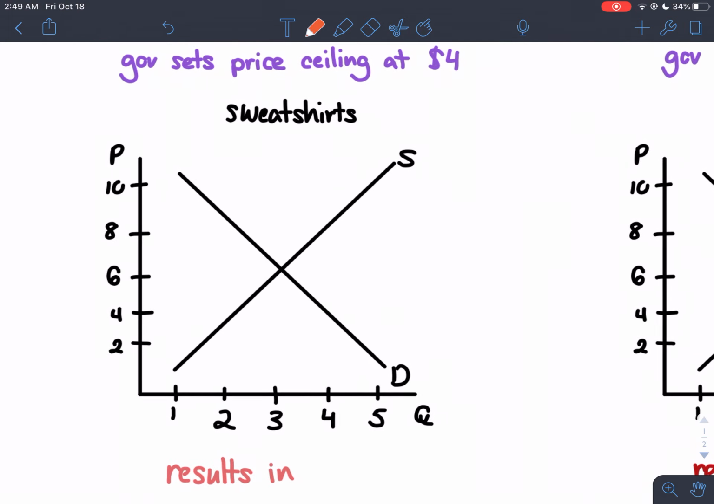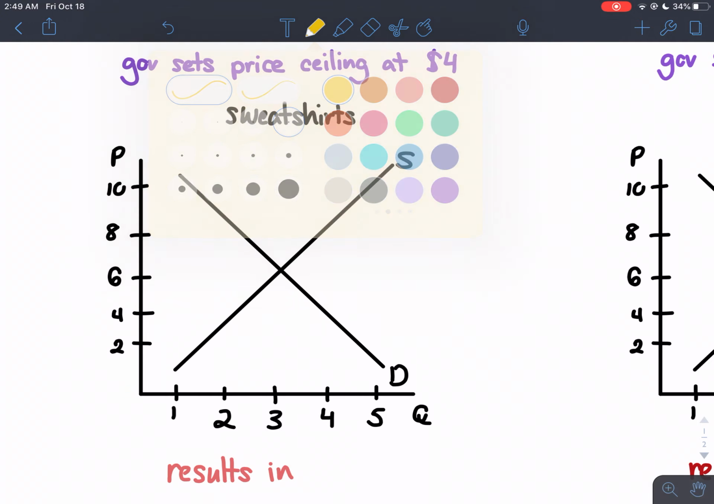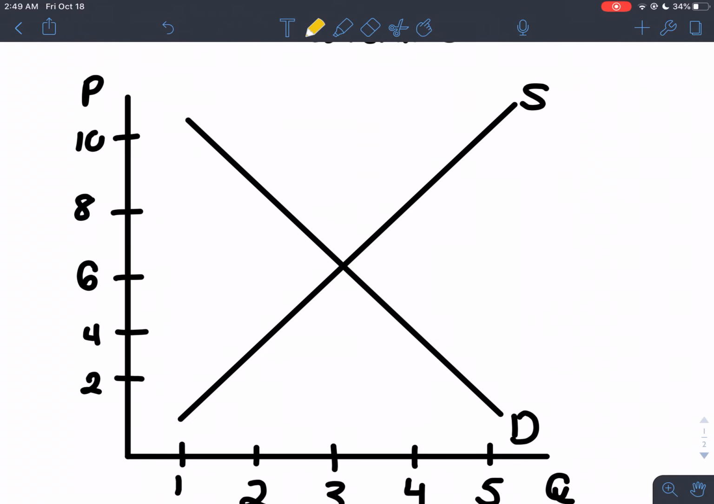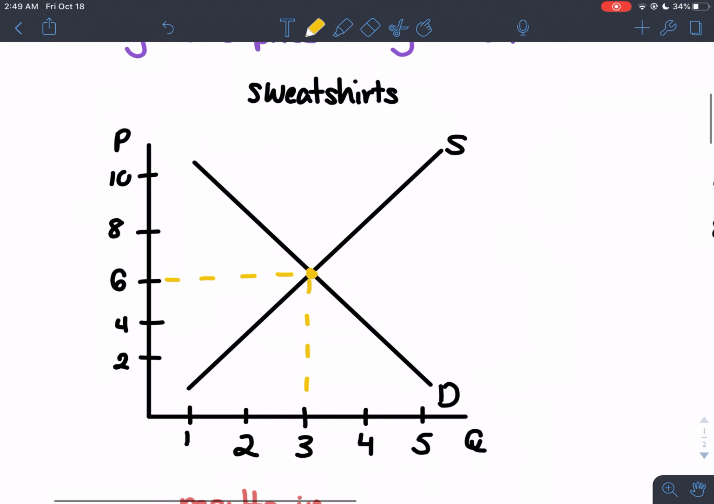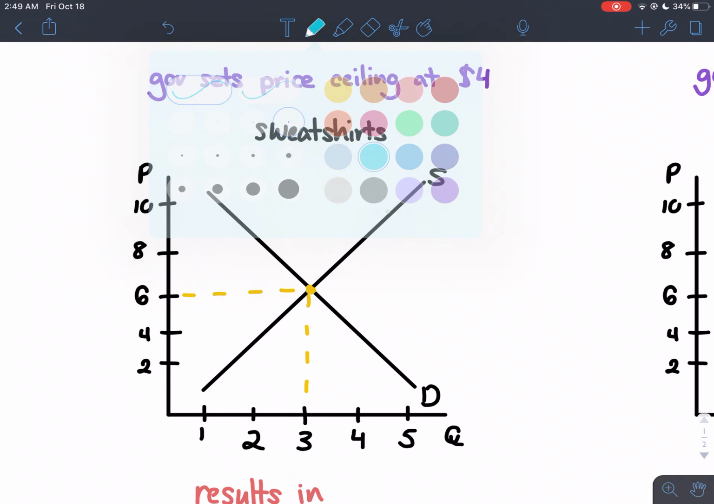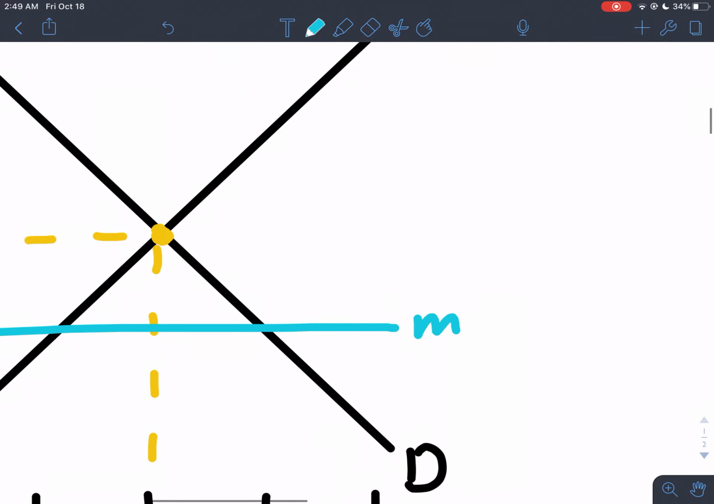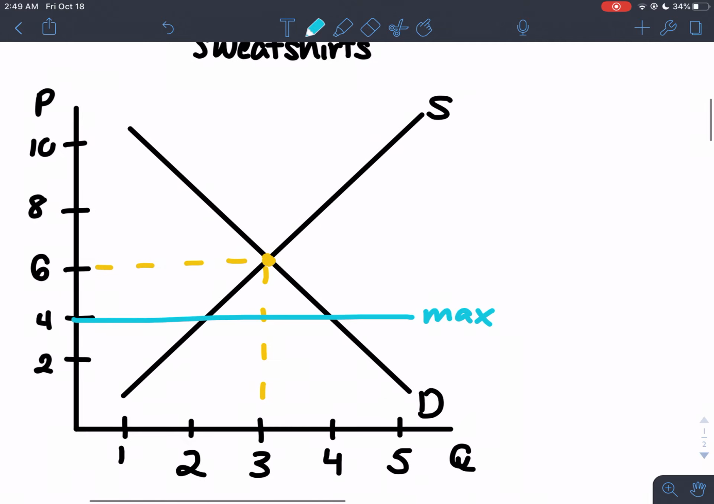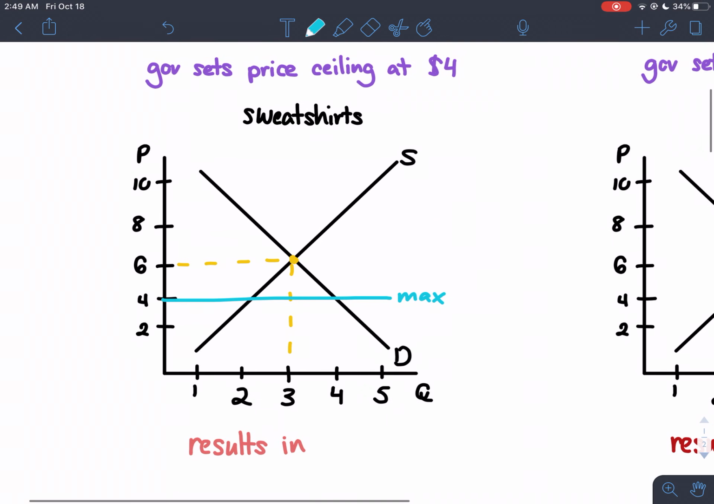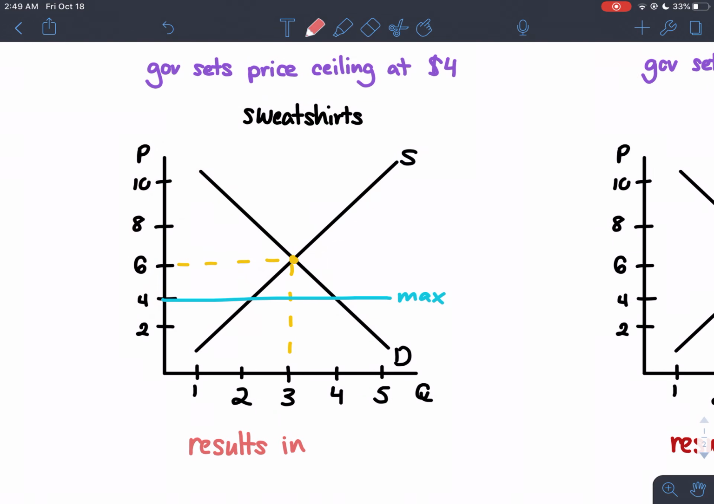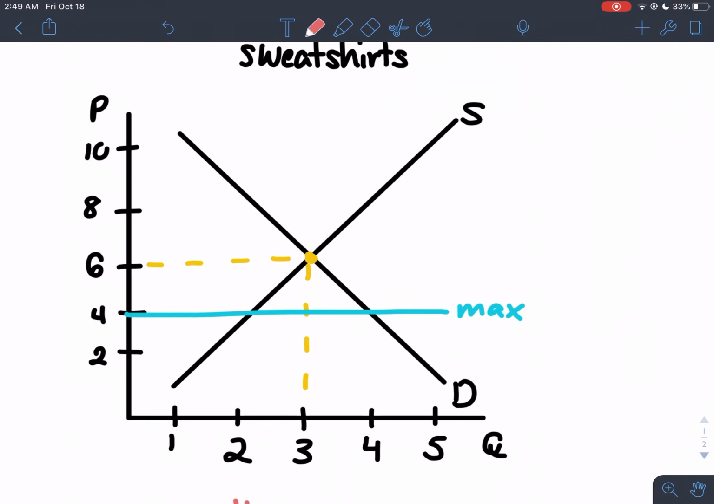So let's look at this first one. So the government sets a price ceiling at $4. So first we're going to graph our equilibrium, which is at $6 and the quantity of 3. So now we're going to draw in our price ceiling, which is at 4. And I just like to write maximum so I can just keep track in my head. So let's look at what this does to our market for sweatshirts.